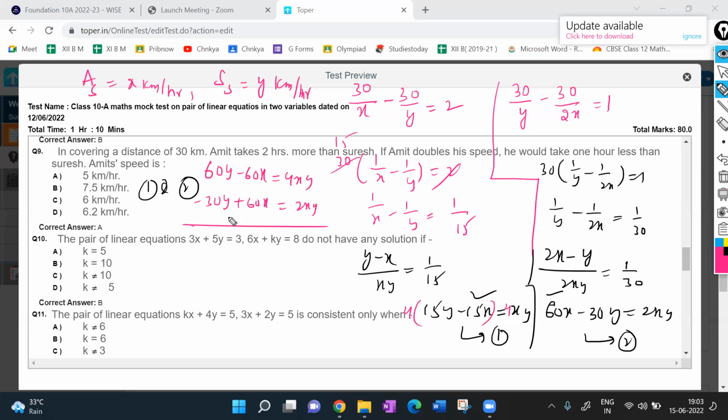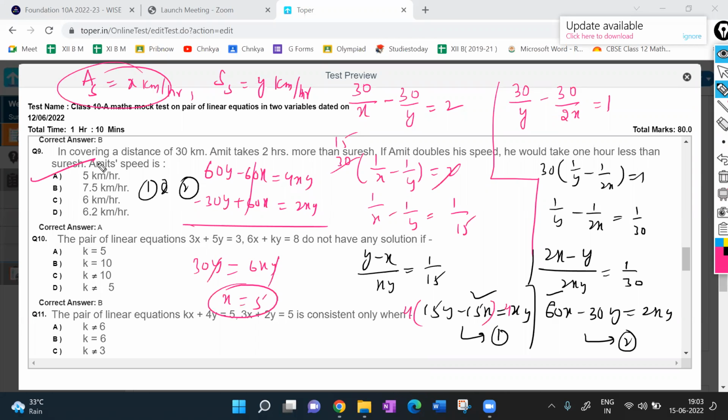Simplifying this, adding these two, how much do you get, beta? 30y minus 30y is 0, so we get 6xy... Y will get cancelled. X value is 5, beta, directly. Khatam. X value is 5. So what do we need here? We need Amit's speed. Amit's speed was what? So the answer is 5 kilometers per hour.